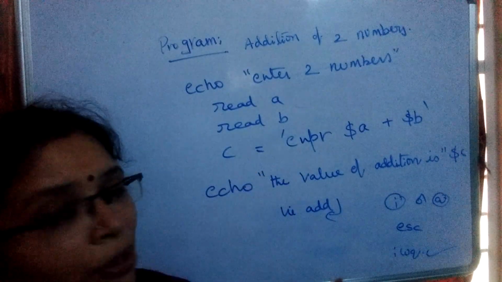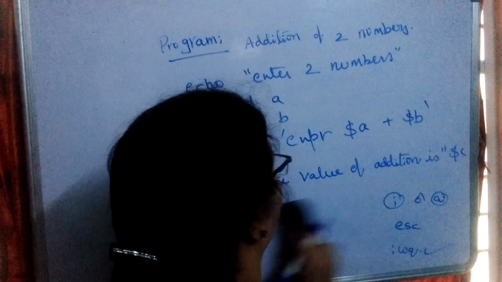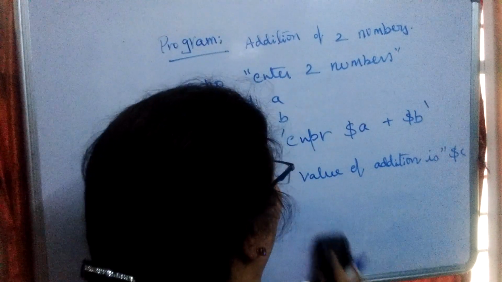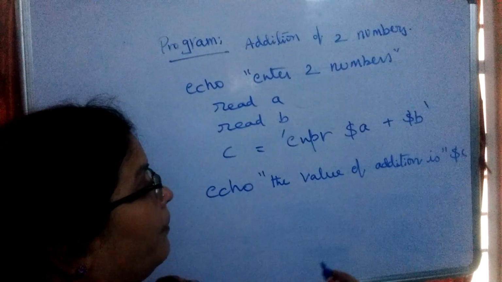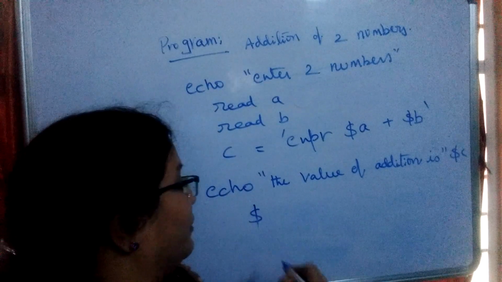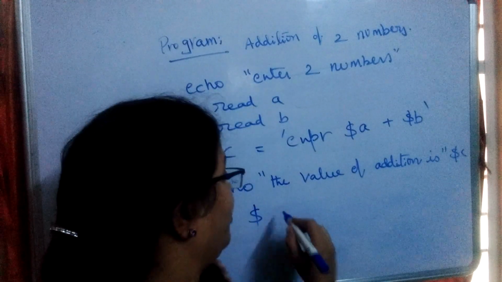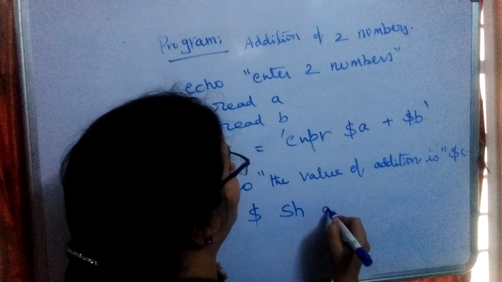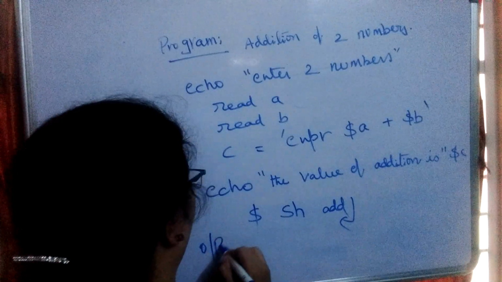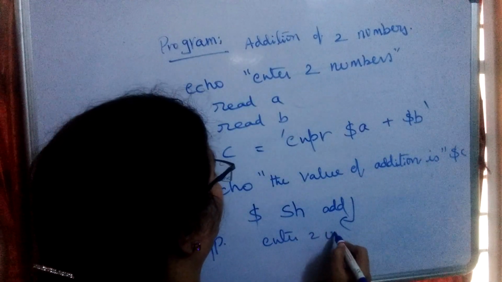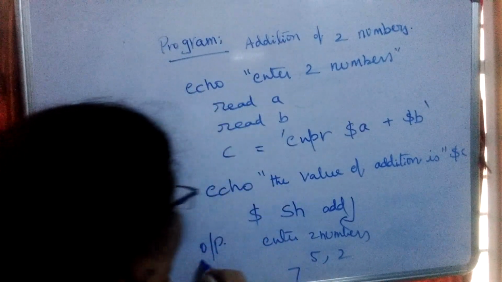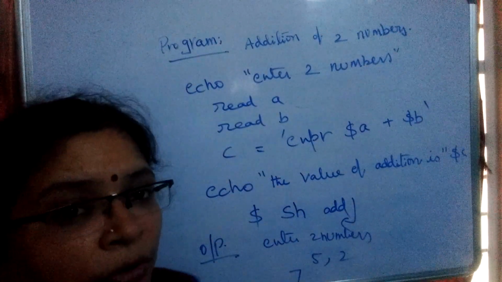Okay, so there you type all these. After typing the entire program, you have to execute this particular shell program. How to execute it? Whenever you save the file and come out to the dollar prompt, you have to execute sh add. Press enter. Then what is the output? It asks enter two numbers. You enter 5, 2. The result will be displayed as 7. This is the output of the command.